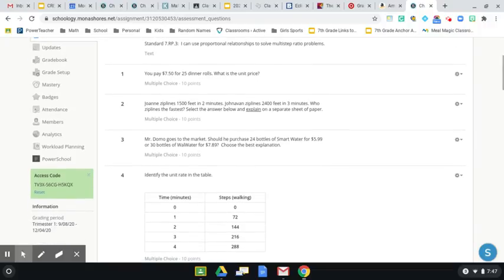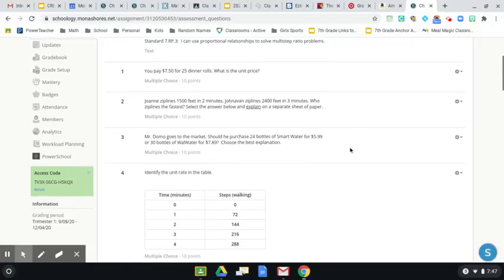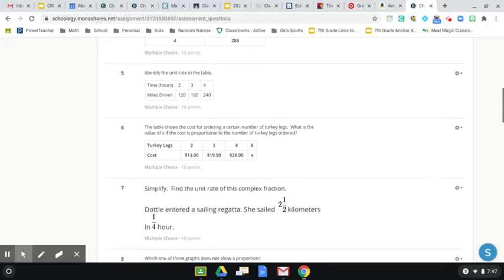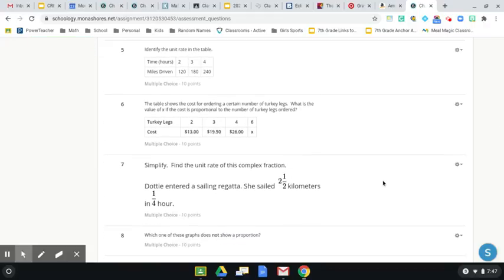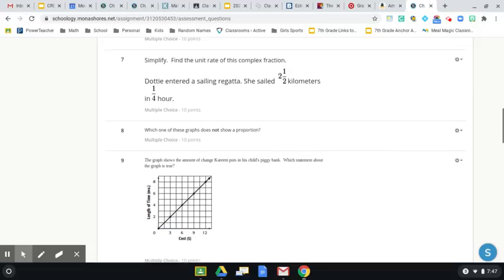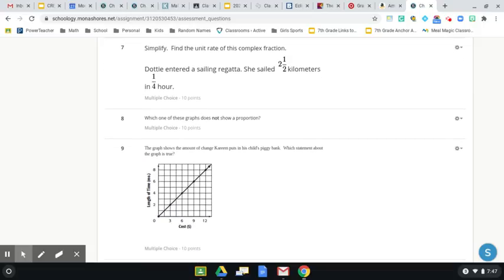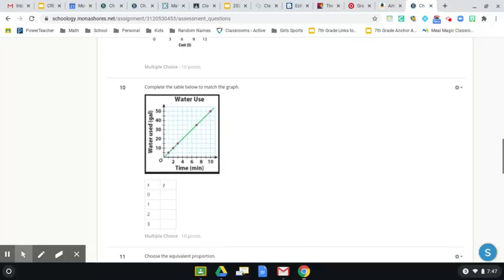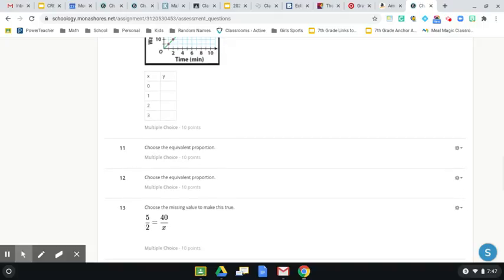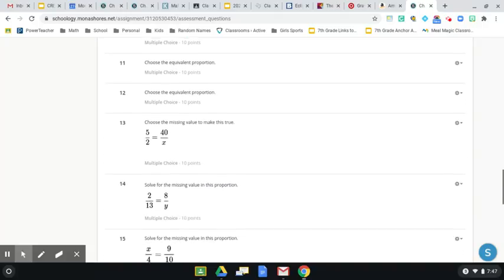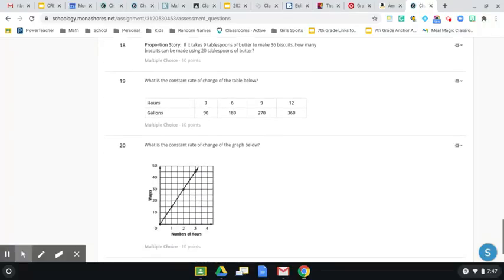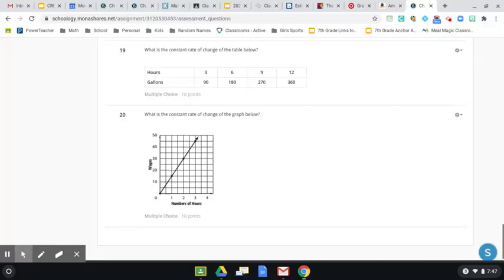It goes in order of how we did the chapter. So you'll see lesson 1, those with unit rate, come up first. Then you'll start to see when we talked about complex fractions in unit rates, and you'll have one of those problems. Then we start to get into proportional, and we talked about how you can tell if a table or a graph is proportional. Then we also got into equivalent proportions and solving for a missing value. And at the very end, proportion stories and constant rate. So there's 20 questions there for you to go through.